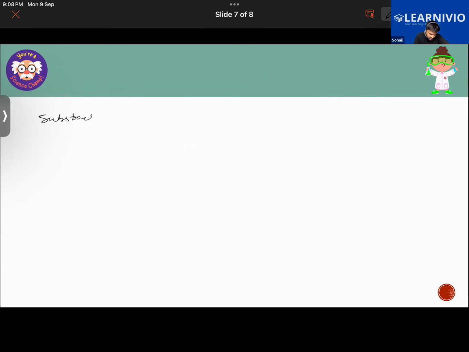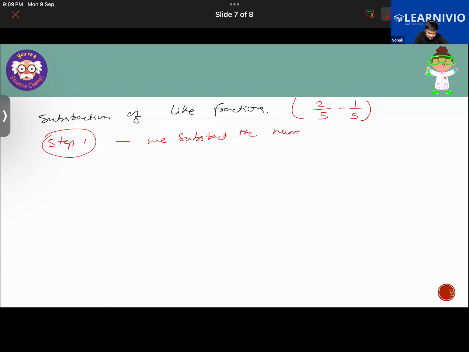So subtraction of like fractions. Let us take the example of 2 upon 5 and 1 upon 5, with 1 upon 5 being subtracted from 2 upon 5. As per step number 1, since the denominators are the same, we will subtract the numerators of the given fractions. So it will be 2 minus 1, that is equal to 1.